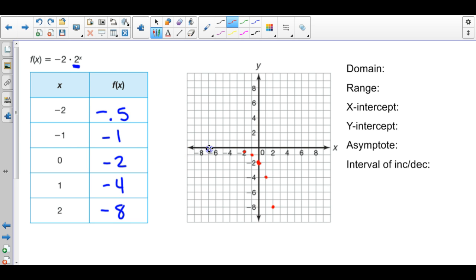This graph will look a little bit better than the last one, I think, just because the numbers are spaced out a little bit. And I'm going to throw some arrows on here. And now we'll talk about the domain and range and stuff. So this is a little bit different than the last one.